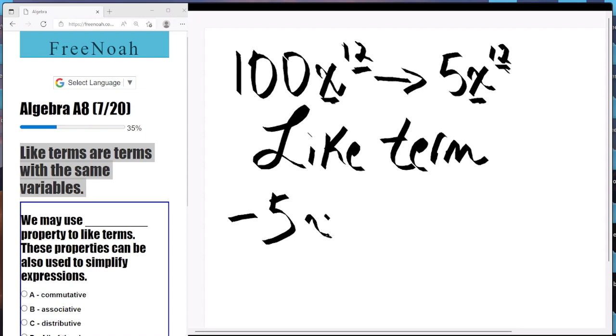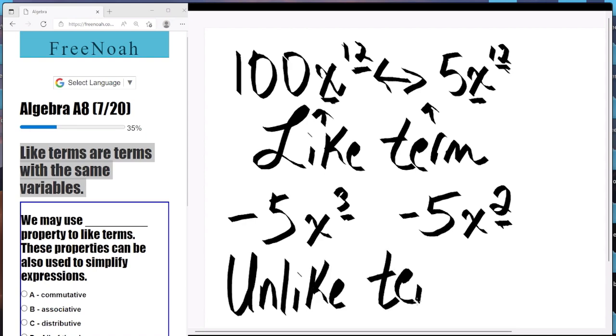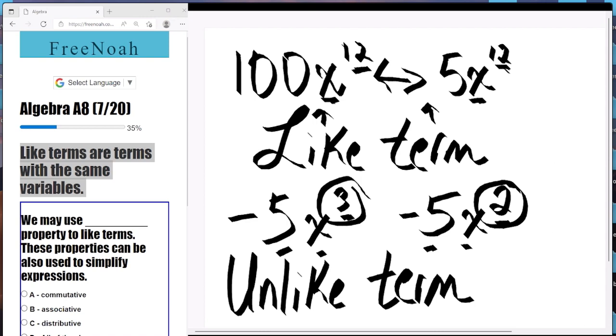Now let's give you an unlike term here. Negative 5x to the third, and let's compare it to negative 5x to the second. All right. Are these two terms like? No, they are not like, because they are powered differently. They have two different powers. Negative 5x cubed and negative 5x squared. So negative 5x to the third power and negative 5x to the second power are unlike terms, and that's due to the powers.